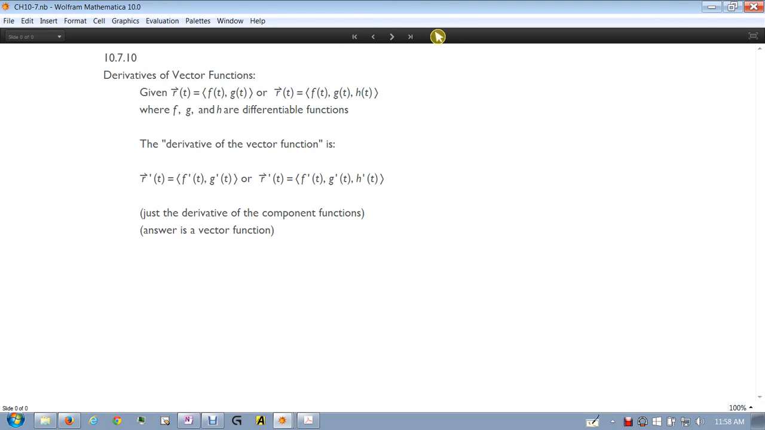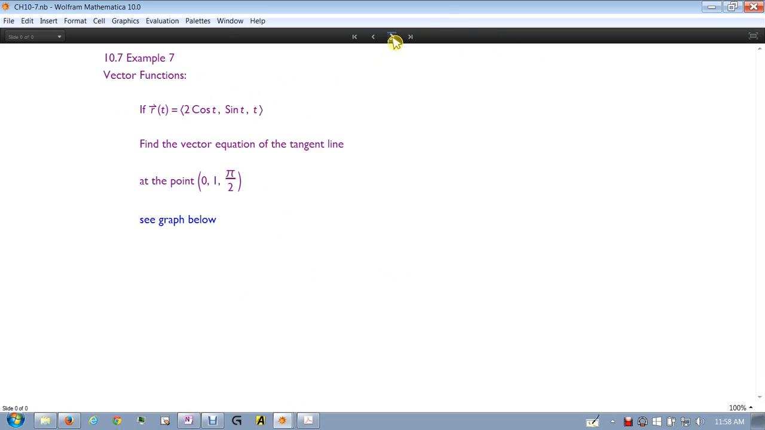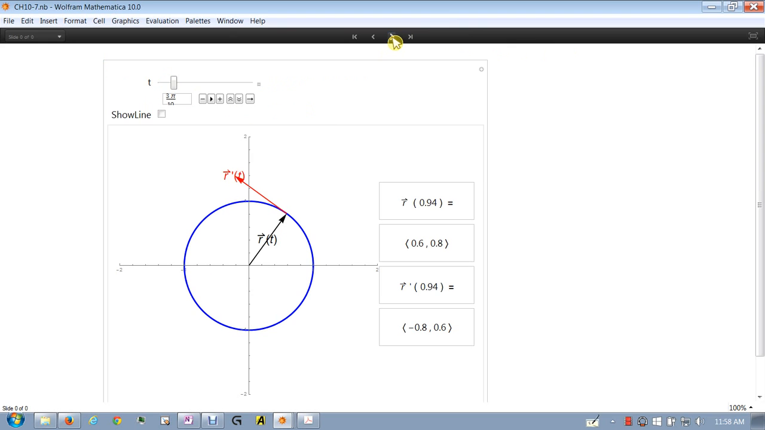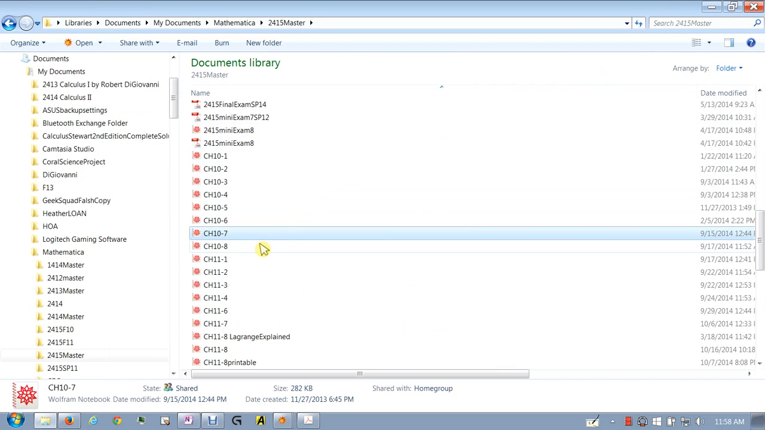Okay, and then this is where you get onto the derivative stuff. And yeah, I won't get too much more into that. So you do these, that's all vector stuff. Then you move into chapter 11.